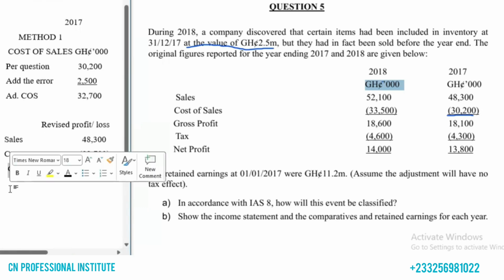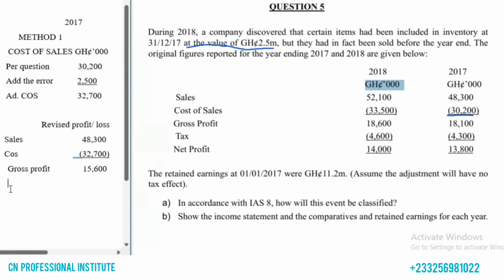we have the tax. Okay, so let's deduct our tax. And the question said we shall assume that the adjustment will have no tax effect. When you come here, it says there will be no tax impact. So tax remains the same. Are you following? Normally the tax is computed on the profit, a percentage of the profit, right? But they said the error will have no impact on tax, meaning that it will be the same. It will be the same tax figure that we are going to use. The tax figure will not change.